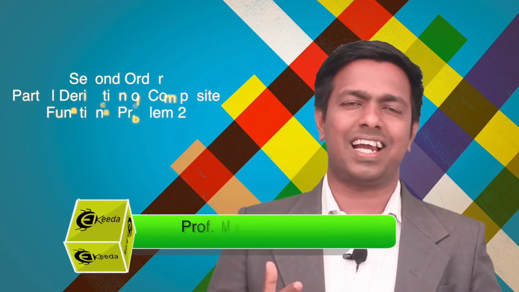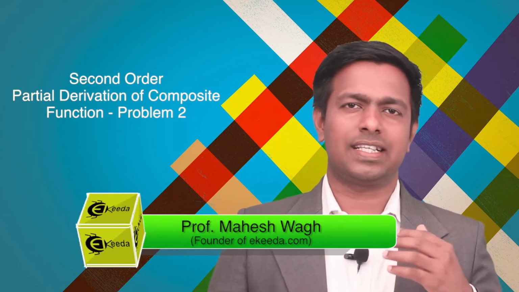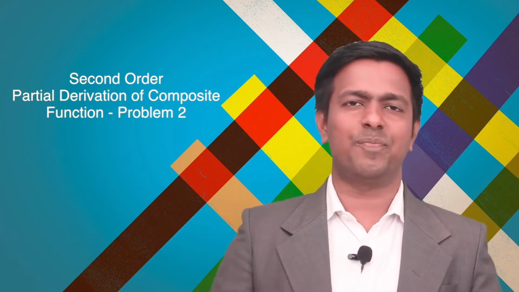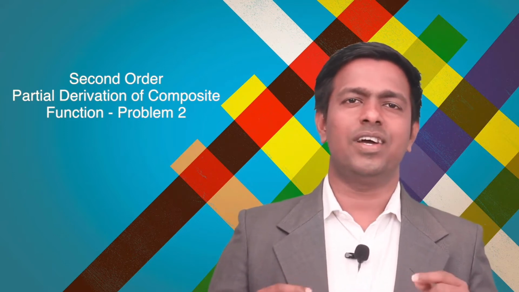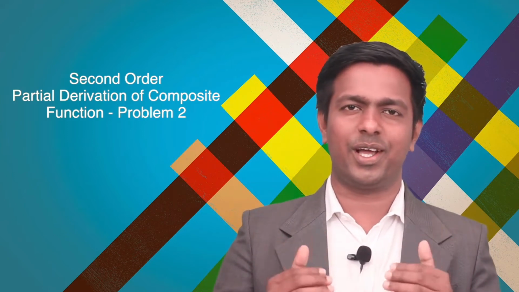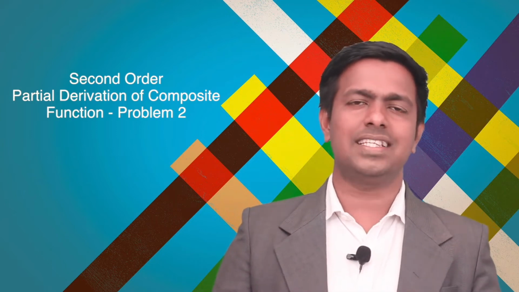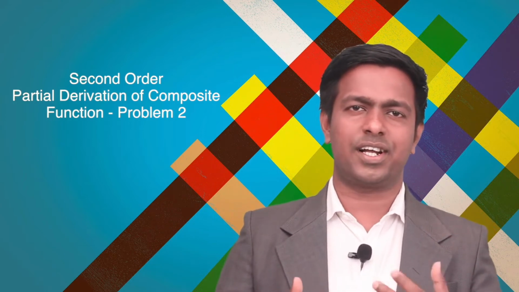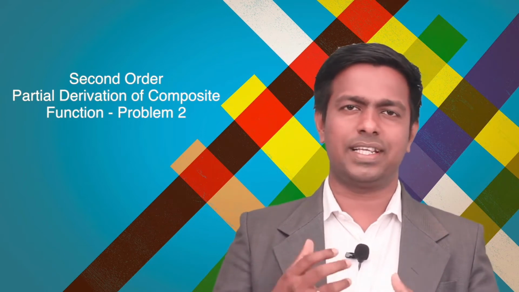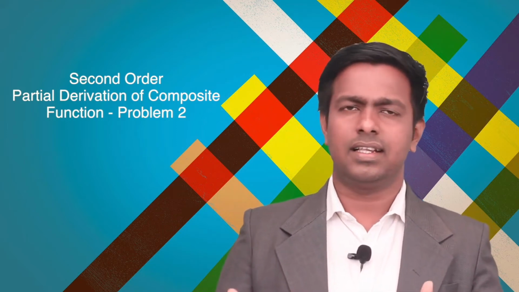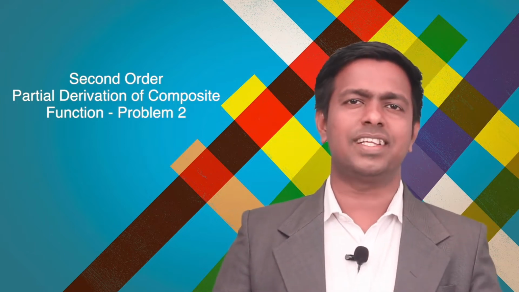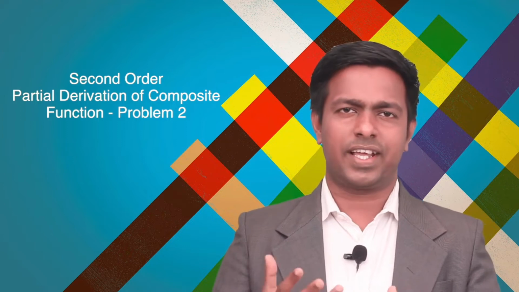Hello students, so let's start with the second problem of second order partial differentiation of composite function. Here we have a composite function and we have to derive the equation. This equation, which we are going to derive in this video, is called the Laplace equation. We are going to see two equations, the Laplace equation in Cartesian form and the polar form. This topic is there in higher mathematics, that is mathematics 3 or 4 in your semester. So let's see how I am deriving this Laplace equation with the help of second order partial differentiation.